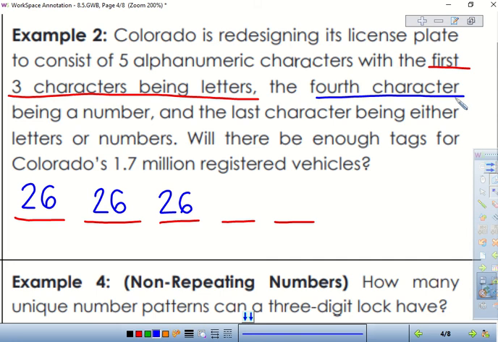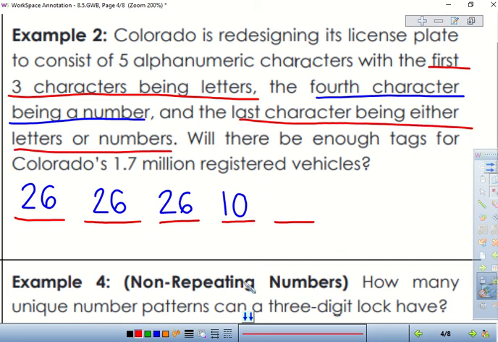Now, the fourth character is a number. And when they say number, when we think of a digit, it's got to be a single digit number. How many single digit numbers are there? 9. Not 9, almost. 10, because you have to count what? 0. 0. So there's 10. And then the last character can be either a number or a letter. So how many choices do we have for numbers and letters? Good. So we would multiply these together.